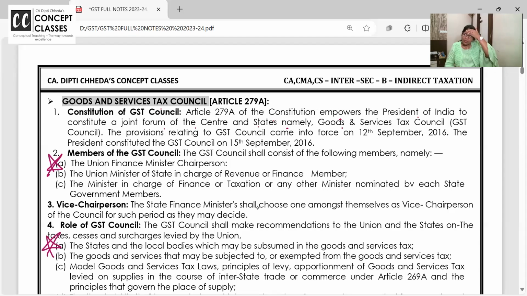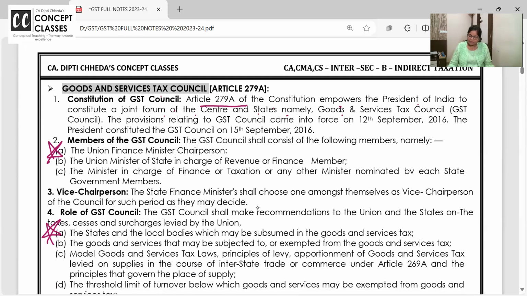I remember 2007-8, when I was teaching the white paper committee and all, they framed a very nice VAT, value added tax. But then every state was amending the VAT: no, in our state this is exempt, in our state that. So the VAT got diluted, otherwise VAT was also good, right? So GST Council, Article 279, in that they have brought it, it will be headed, okay?